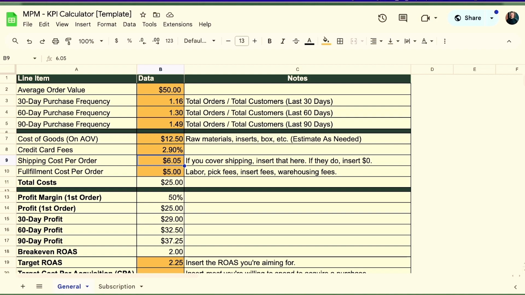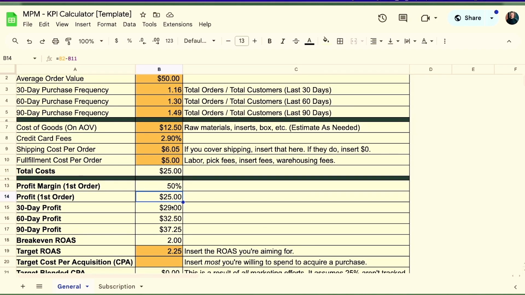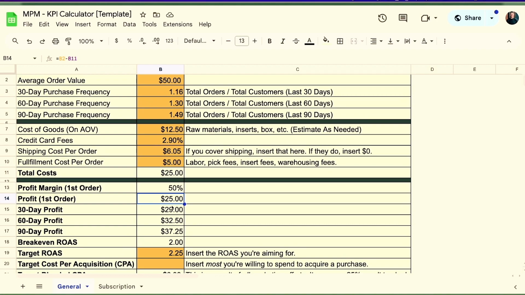I'm using simple math. So if my AOV is 50 and let's say my cost of everything is 25, well, guess what? I have a 50% margin. And what that means is my profit on the first order would be $25 if I sold it without any advertising, because that's how much I have left over. But that means I could pay up to $25 to acquire them to break even.